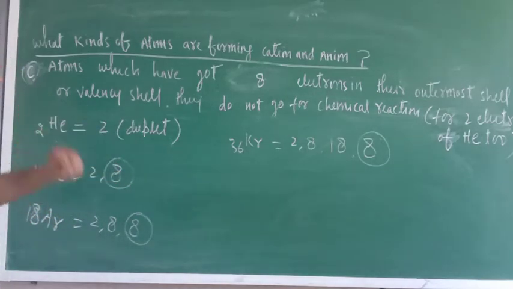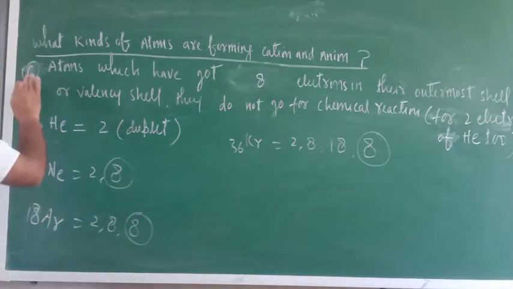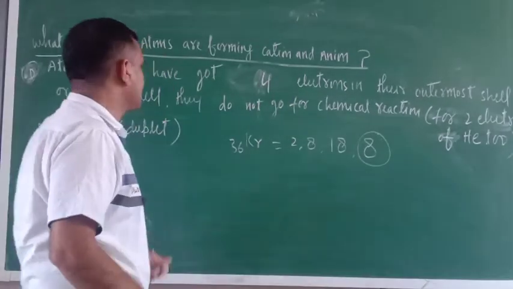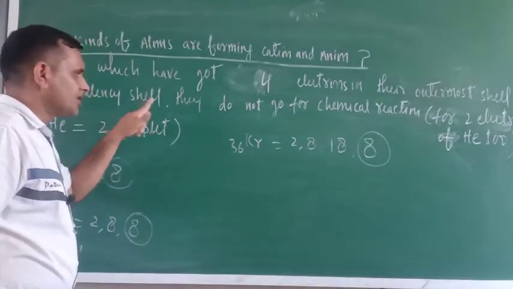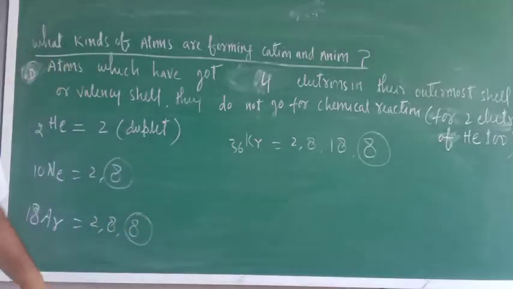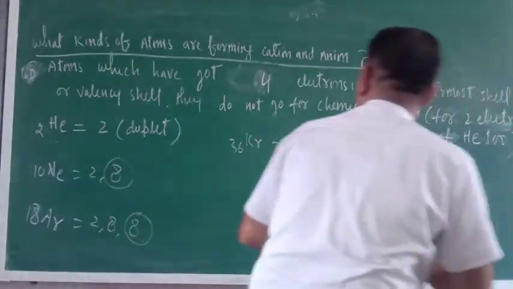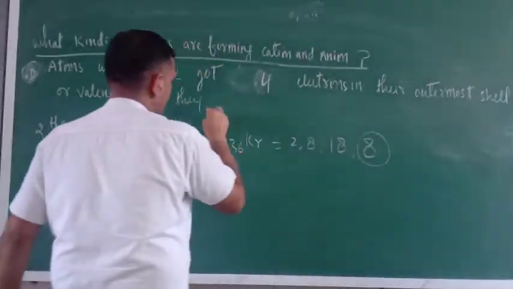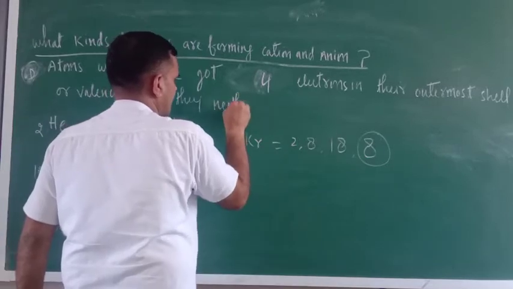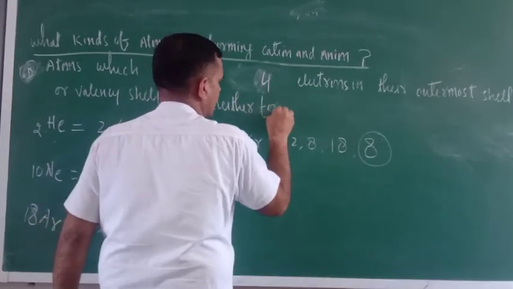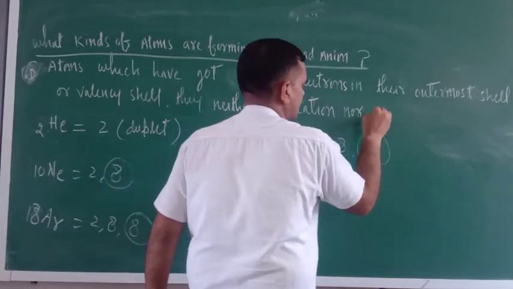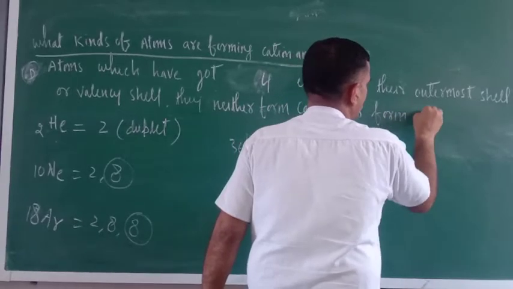So it will not go for chemical reaction. Okay, now one more issue is there, that is the D issue. What is that? Atoms which have got 4 electrons in their outermost shell, or valence shell, they neither form cation nor form anion.